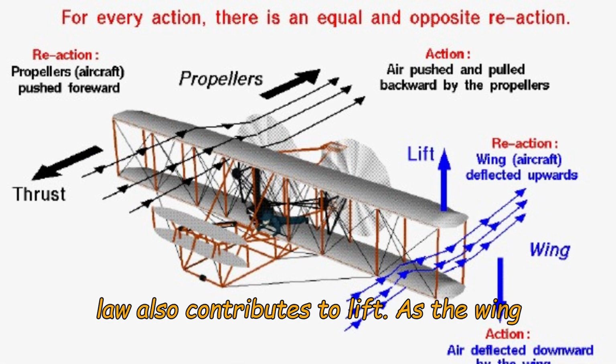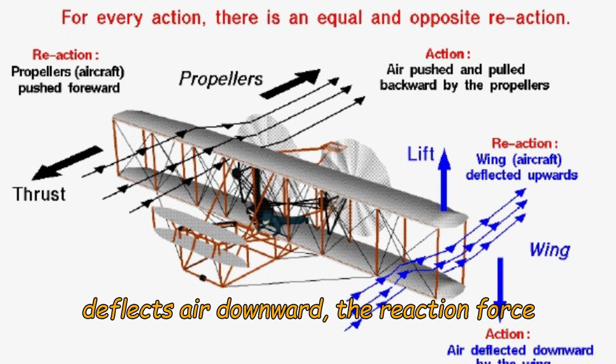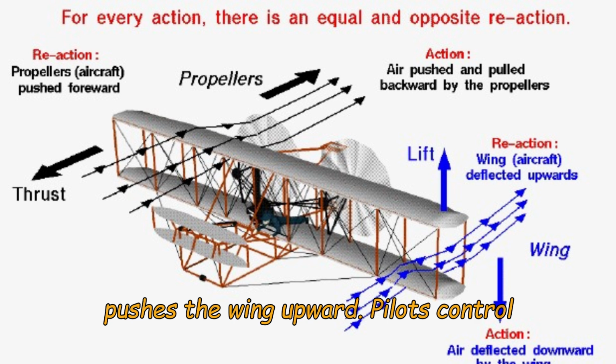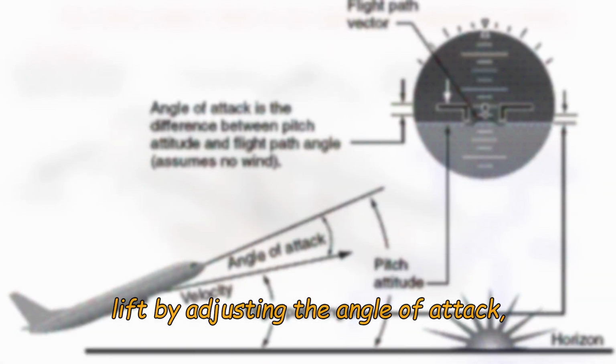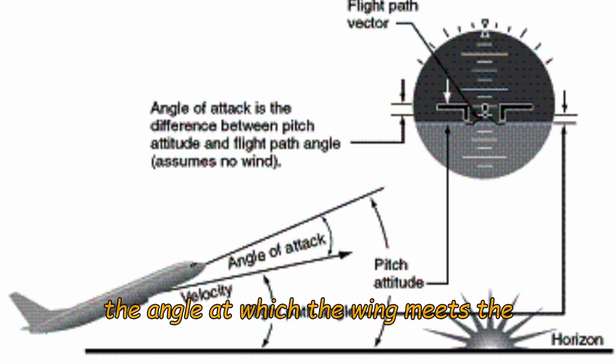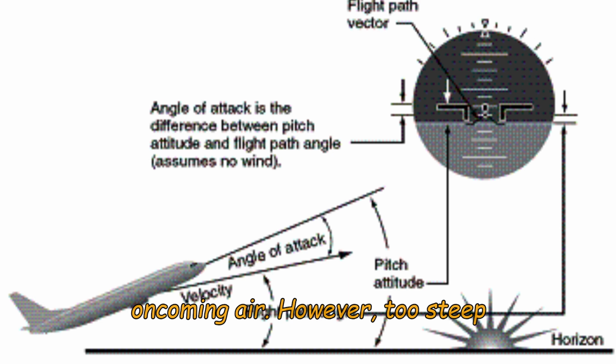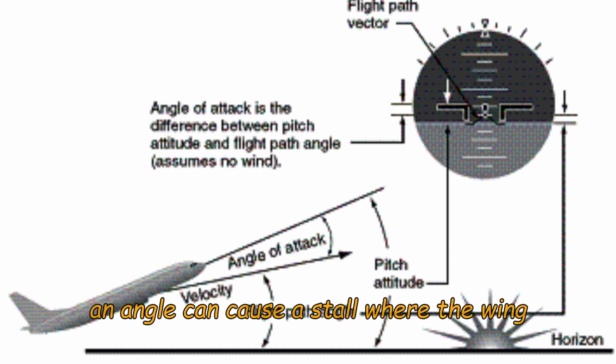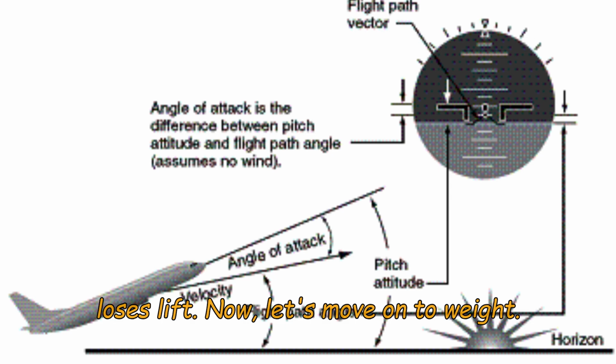Newton's third law also contributes to lift. As the wing deflects air downward, the reaction force pushes the wing upward. Pilots control lift by adjusting the angle of attack, the angle at which the wing meets the oncoming air. However, too steep an angle can cause a stall, where the wing loses lift.